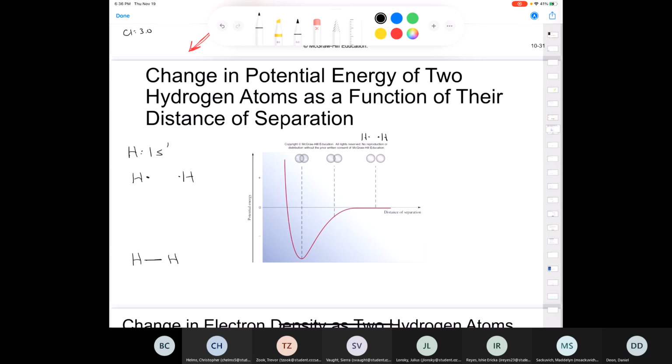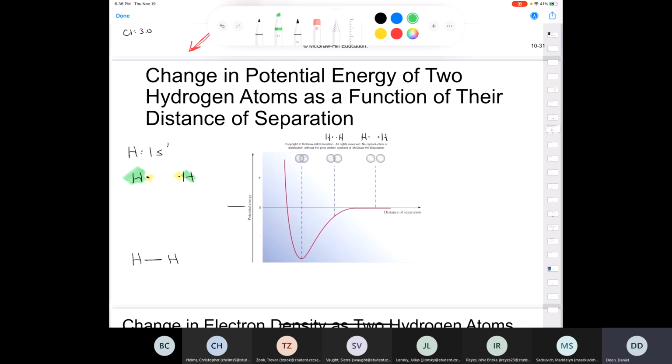If I have two hydrogen atoms and they're separated, there's going to be no interaction between those. We say that the potential energy of each of those hydrogens is 0 because neither of them is bound to anything. Well, what happens is those hydrogen atoms get closer and closer to each other. So here they are a little bit closer and closer. What's going to happen is that the electron of one hydrogen is going to be attracted to the nucleus of the other hydrogen, and the other electron from the other hydrogen is going to start being attracted to the other nucleus like this.